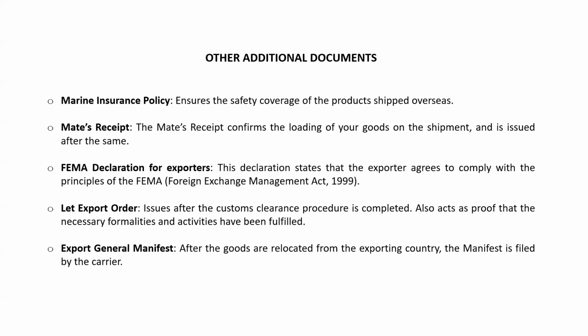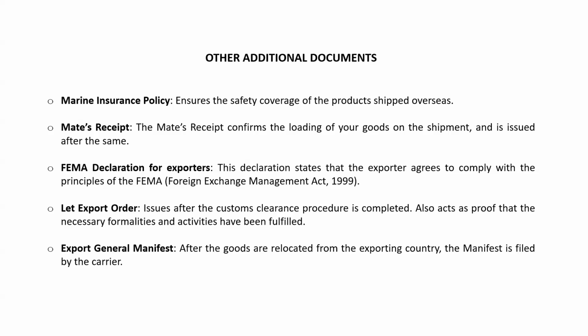And the mate's receipt. The mate's receipt is issued by the carriers. This confirms the loading of goods on the shipment and is issued after the sale. Once a product has been loaded on the carrier, that is on the shipping vessel, this is issued by the port authority or by the customs officials of the ship, the commanding officer of the ship.